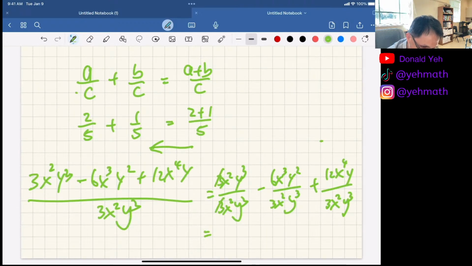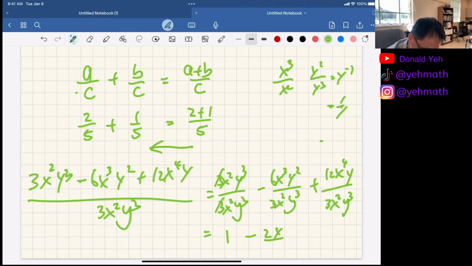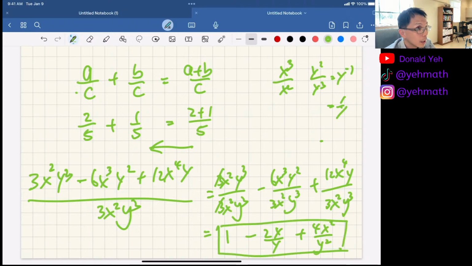X squared over x squared is 1. Y cubed over y cubed is 1, so it'll be 1. 6 and 3, that should be 2. X cubed over x squared is just going to be x. And y squared over y to the third is equal to y to the negative 1, which means 1 over y, so y goes down here. Plus 4x squared over y squared. So that is the final answer. Isabel, does that make sense? Split it up into 3 different things and then break it up.